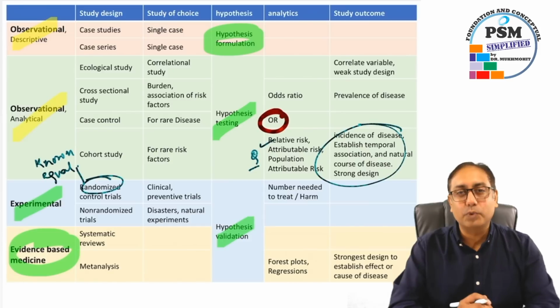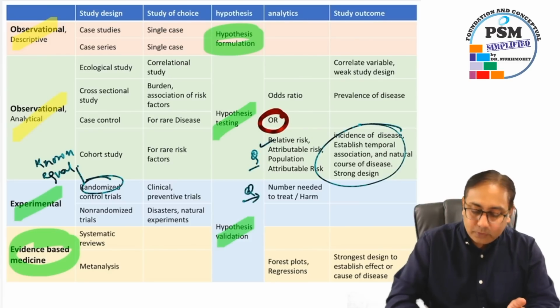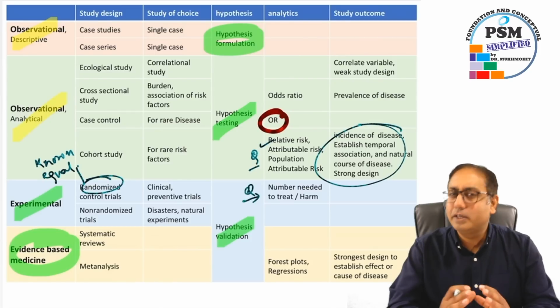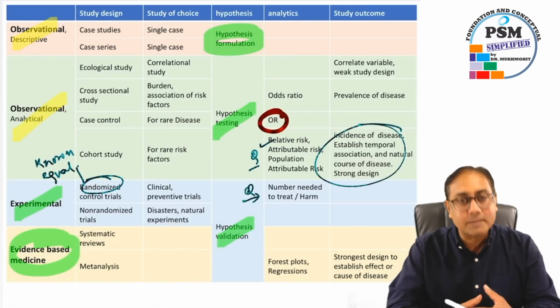In experimental designs, what do we calculate? We calculate something called number needed to treat or number needed to harm. This is also an MCQ exam favorite. It has been asked a lot of times how to calculate the number needed to treat. It is super easy. I'll be taking up this point in forthcoming slides.